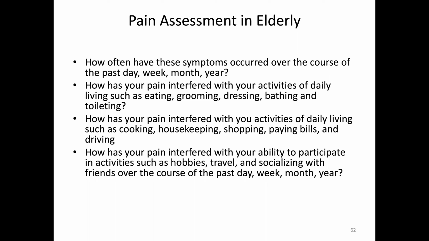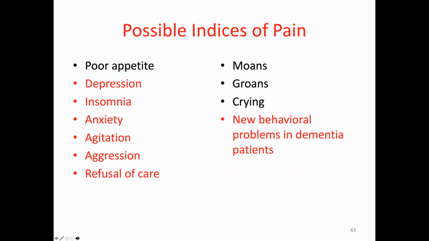And that includes how they're able to do their normal functioning things, with the things that they like to do, like their hobbies and stuff like that. This can give us an assessment and sometimes give us insight into really what's going on. So things that we look for, a lot of times, are they depressed? Are they not sleeping? Are they very anxious? Do they get agitated? Are they aggressive?